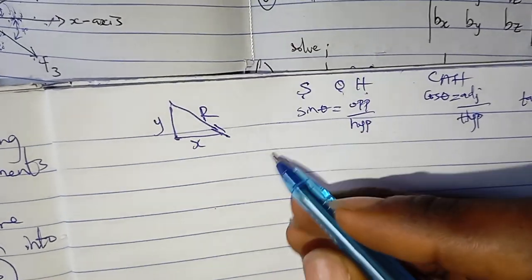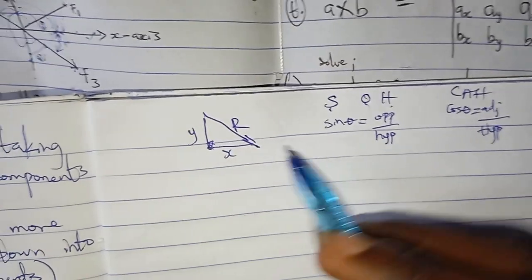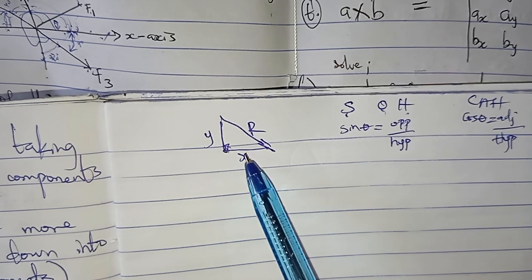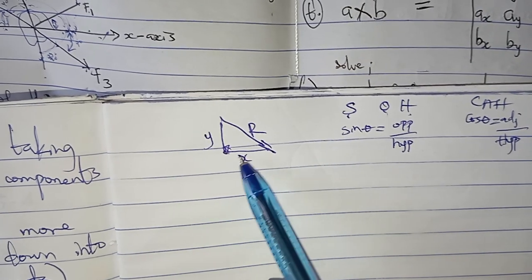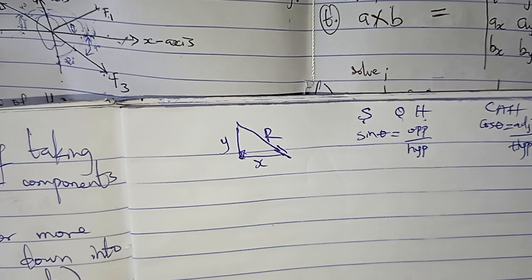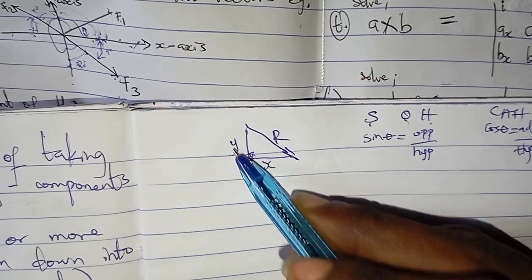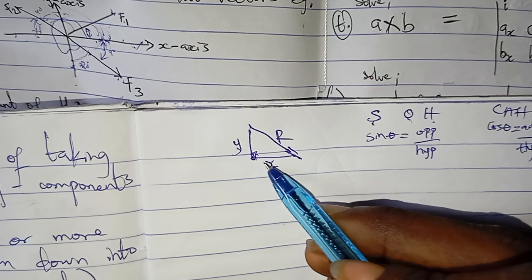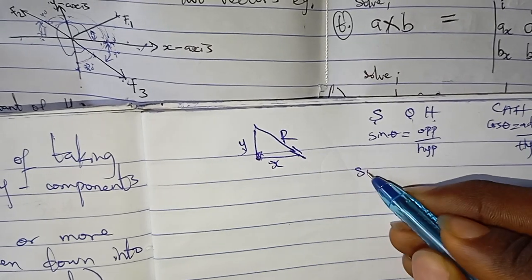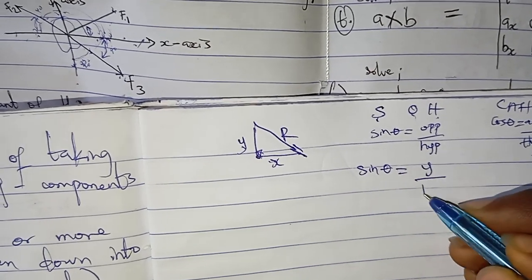So if you do this very well, notice that there's an angle here. What is the opposite side here? Or should I say, what's the hypotenuse? R. Then, what's the opposite side here? Y. What's the adjacent side? X. So sin theta will simply be the same thing as saying y over r.